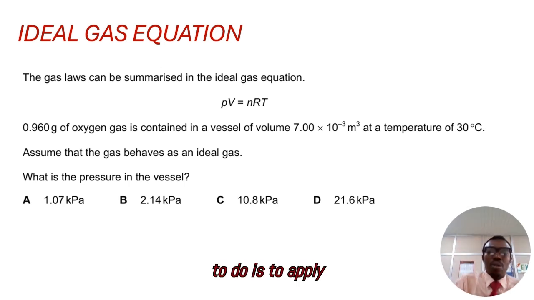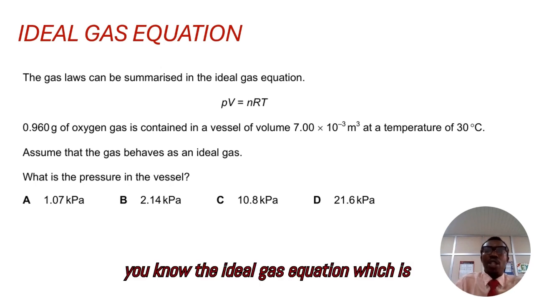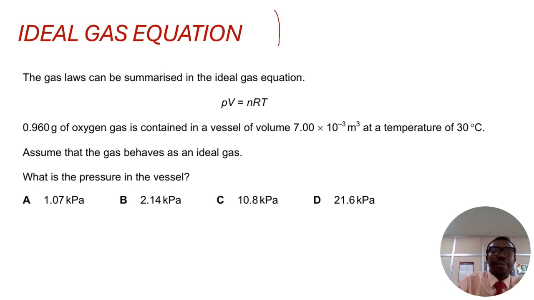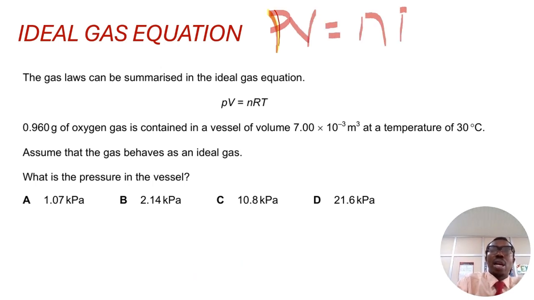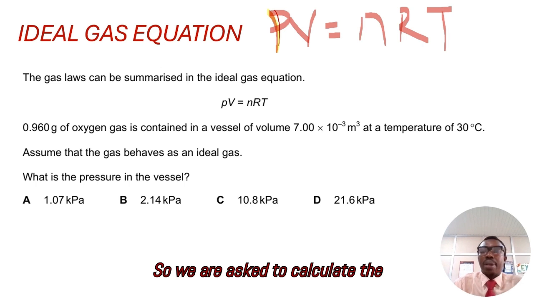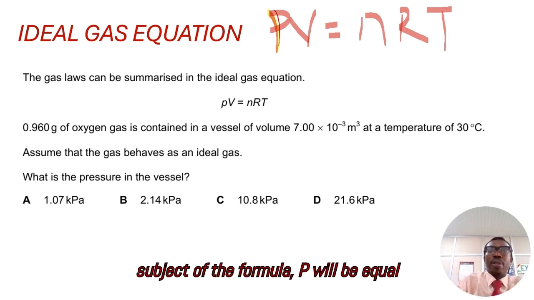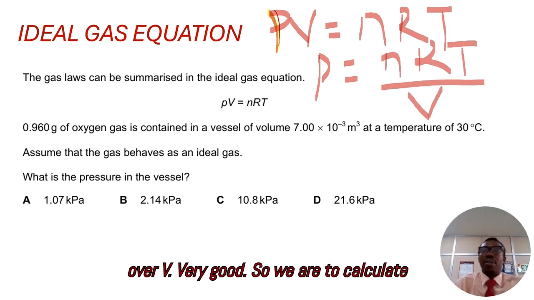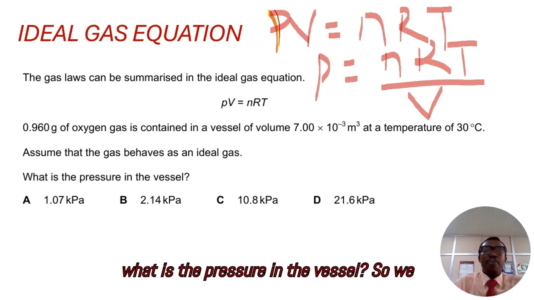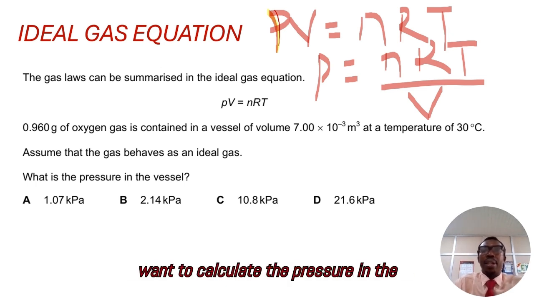So the first thing we need to do is to apply the ideal gas equation, which is PV equal to nRT. We are asked to calculate the pressure, so we'll make the pressure the subject of the formula. P will be equal to nRT over V. Very good. So we want to calculate the pressure in the vessel.